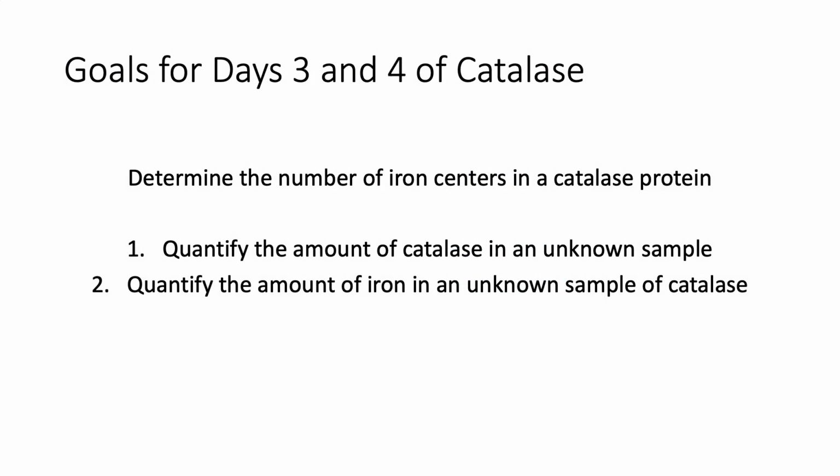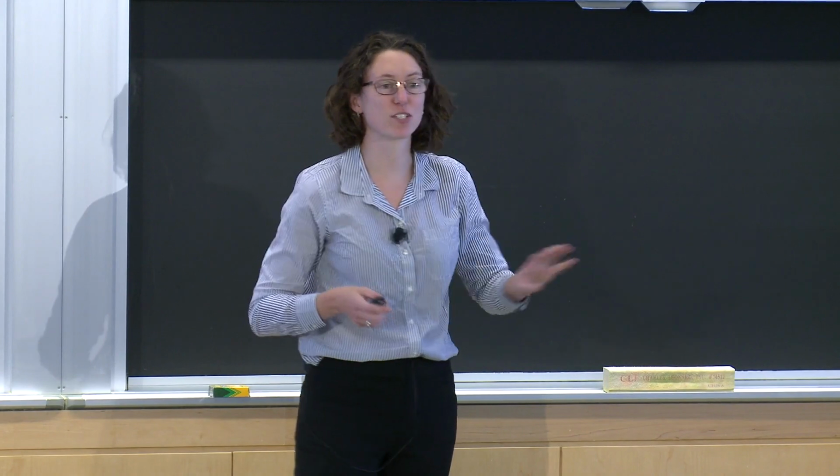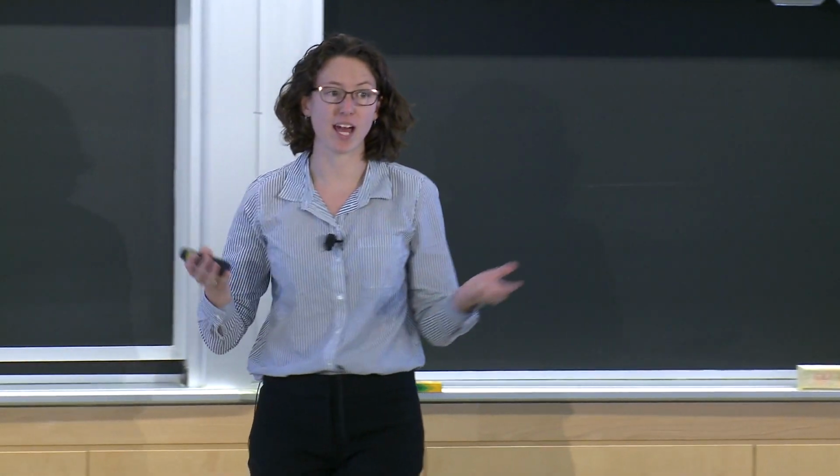So after day 1 and day 2, you have seen this reaction happen, and now for days 3 and 4, we are going to try to quantify the amount of catalase in an unknown protein sample. And then we're going to quantify the amount of iron that is present in our sample of catalase and try to figure out how many iron centers there are per 1 molecule of catalase. And based on the work of a lot of other scientists, we know that theoretically it should be how many?